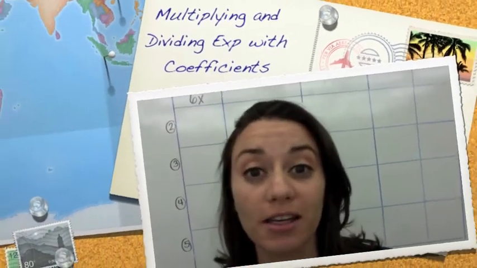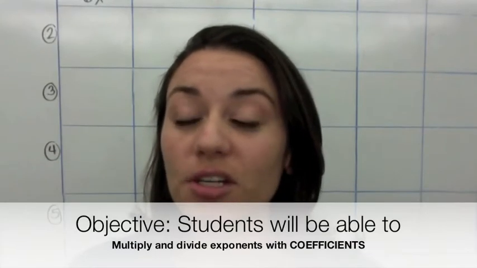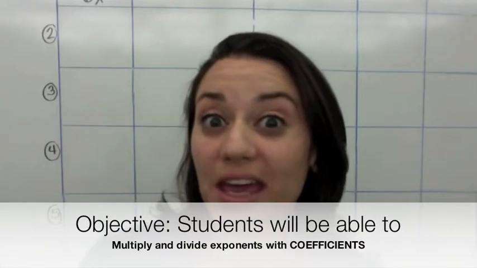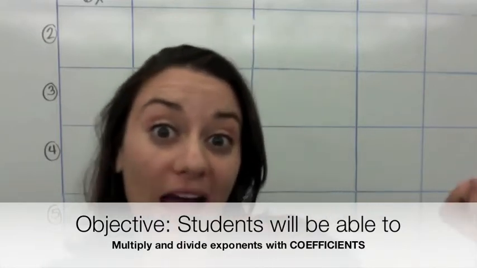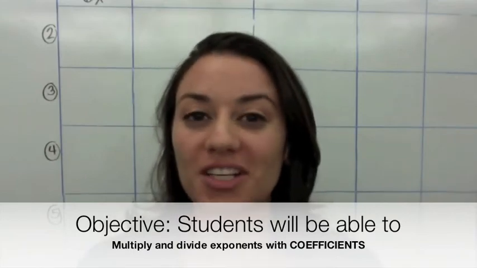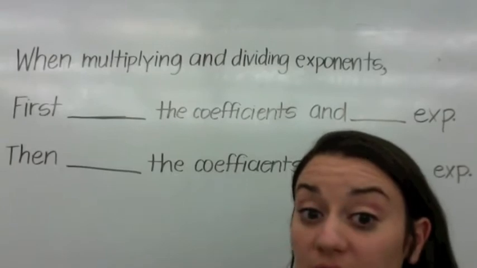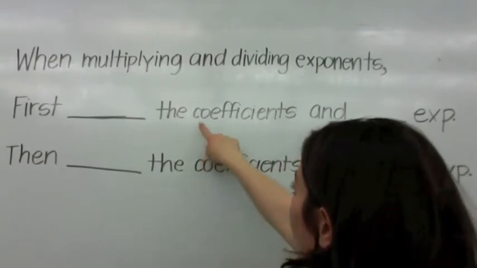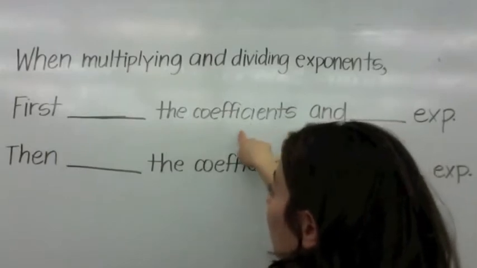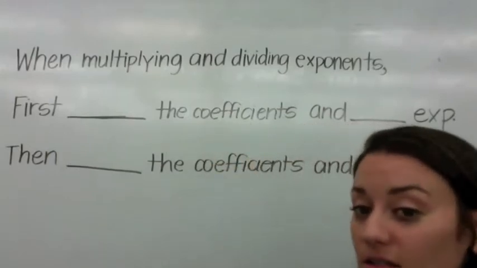Exponents, Part 9. This is the end of a saga. In today's lesson, students will review how to multiply and divide exponents with coefficients. So today we're going to multiply and divide exponents again, but this time they have coefficients. And the coefficients are going to be the numbers that you see next to x.